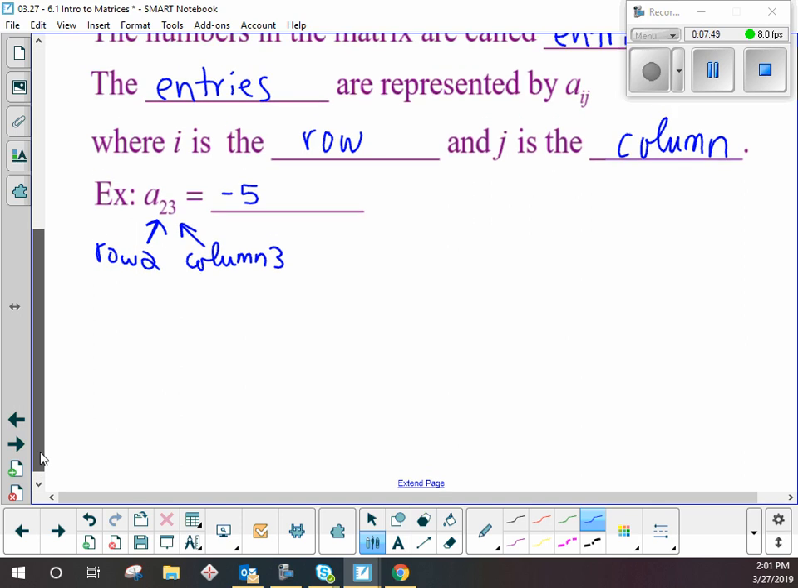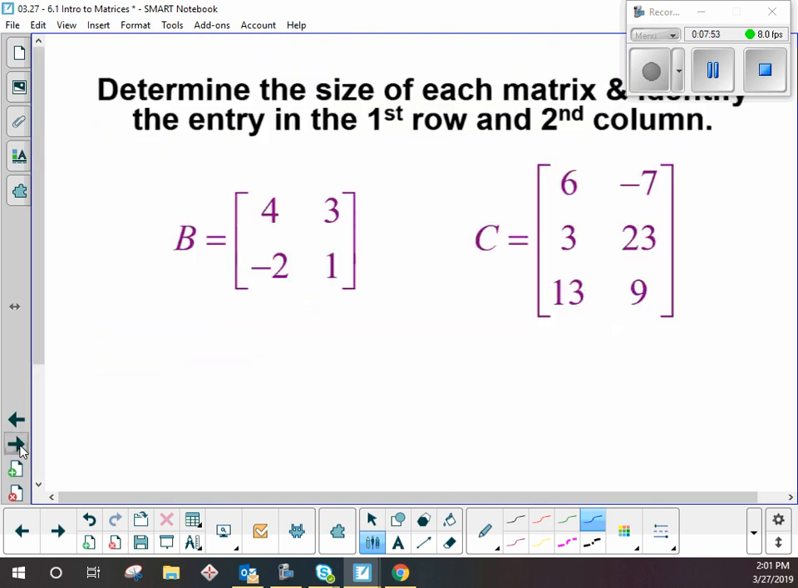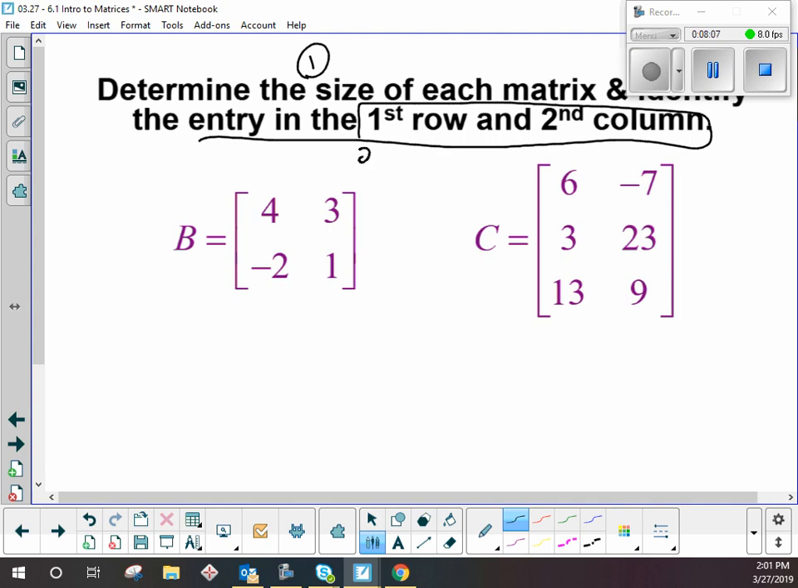Does anybody need any of this up anymore? So take a moment for these two matrices and write 2 things. It's asking you for the size and to find this entry in row 1, column 2. So take a minute and do that on your paper.